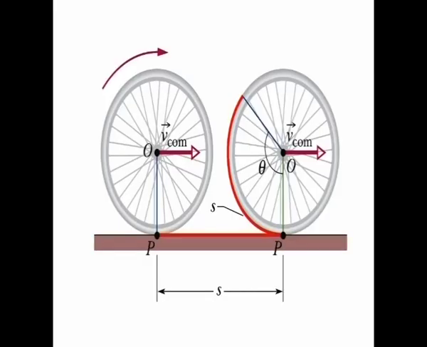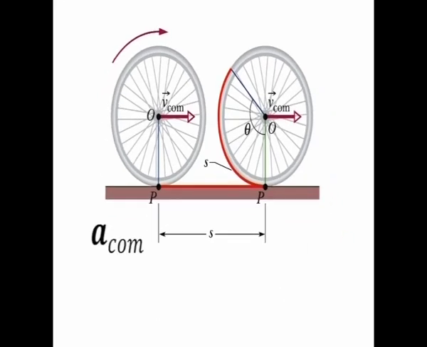Friction and rolling. If a wheel rolls at constant speed, it has no tendency to slide at the point of contact P, and thus no frictional force acts there. However, if a net force acts on the rolling wheel to speed it up or to slow it, then that net force causes acceleration a-com of the center of mass along the direction of travel.